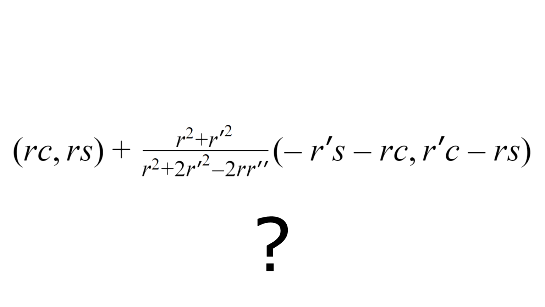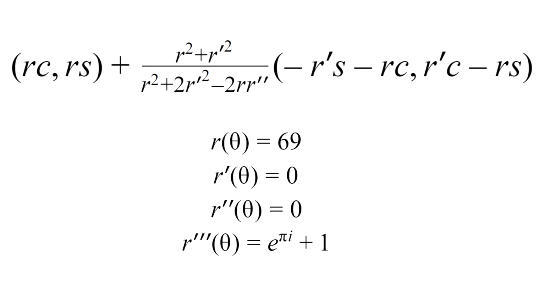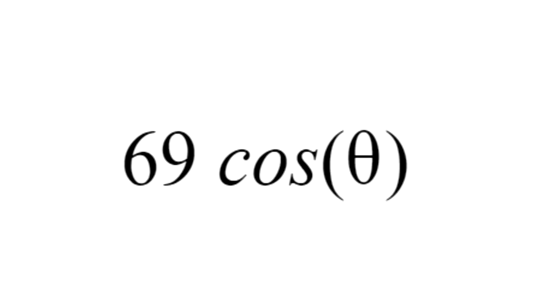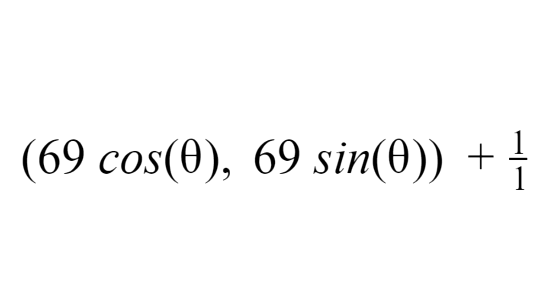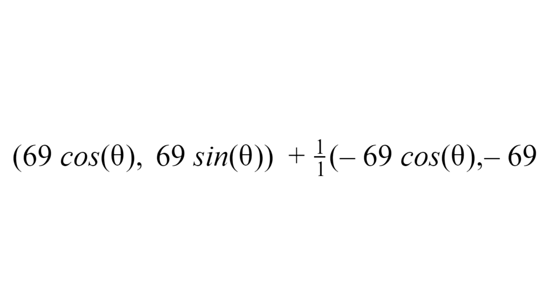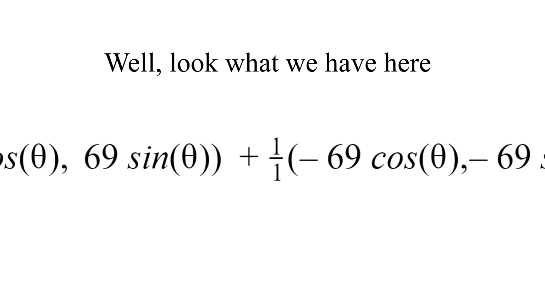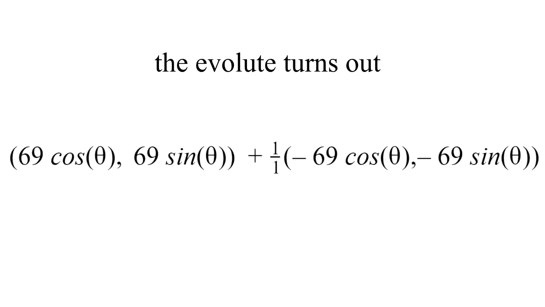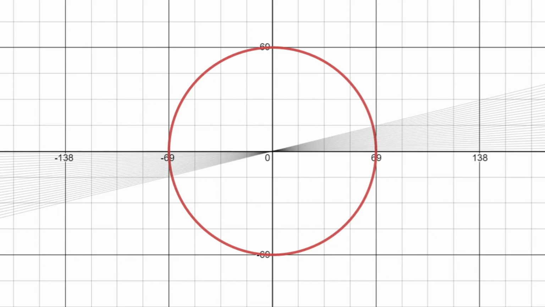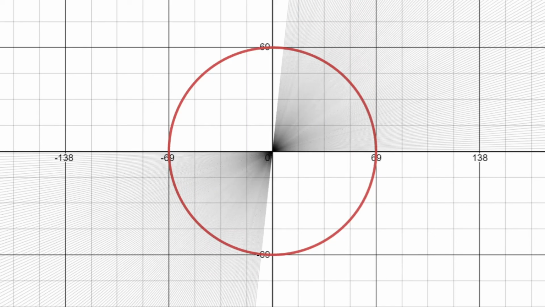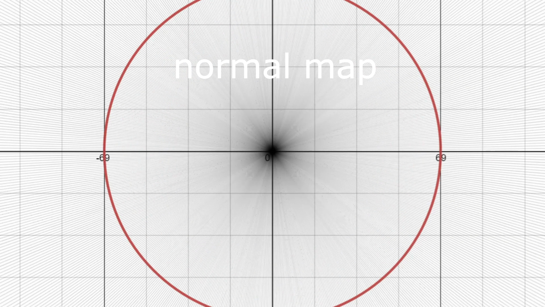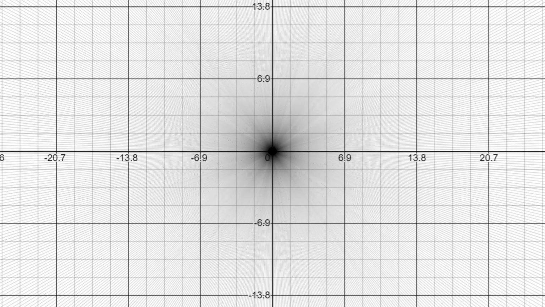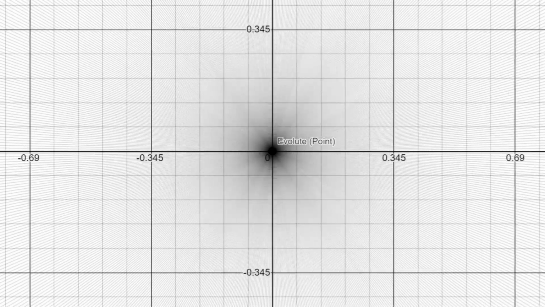Anyways, what about the evolute? Well, when you just plug in the general terms, it gives us 69 cosine theta, 69 sine theta, plus 1 over 1 times the coordinate negative 69 cosine theta, comma negative 69 sine theta. Well, look what we have here. The evolute turns out to be the single point 0, 0. This makes sense because every line perpendicular to the circle converges and intersects at its center. In other words, since the normal map of the circle outlines its center, this center point is actually its evolute.